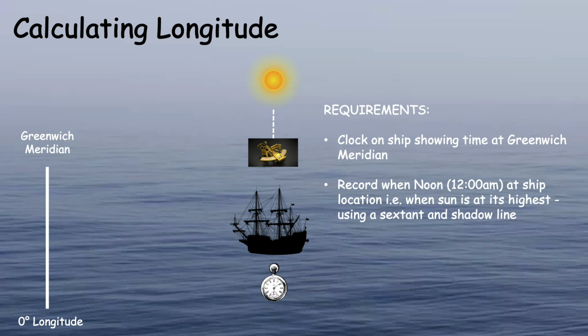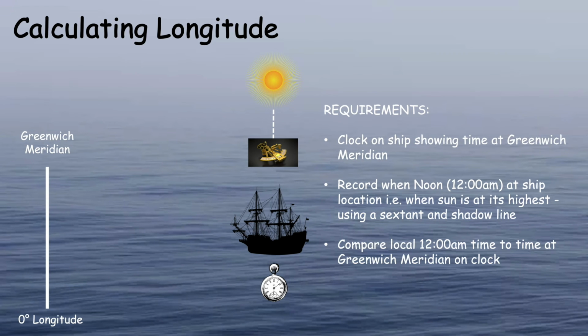Now, you need to find out what time it is where you are. And the sailors could do that by recording when it was noon, because that is when the sun was at its highest, and they could find this by using a sextant and a shadow line. You can then compare your local time, 12 o'clock noon, compared to the time you had on your watch, which was recording the Greenwich Meridian time, and compare the difference.